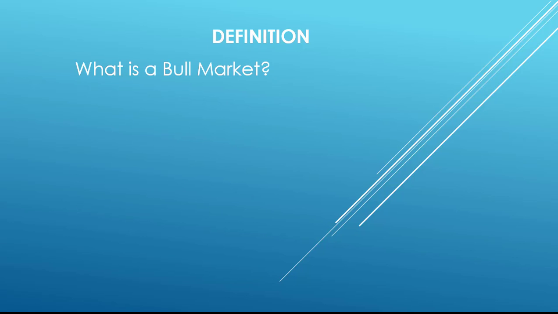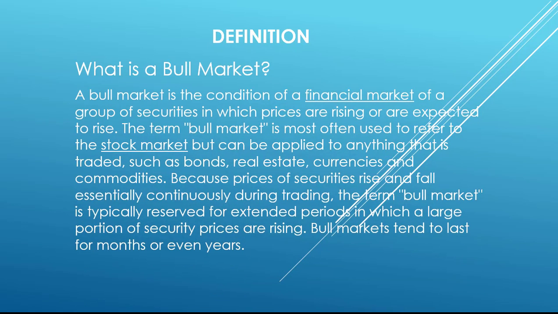Let's define a bull market. A bull market is the condition of a financial market, of a group of securities, in which prices are rising or expected to rise. The term bull market is most often used to refer to the stock market, but can be applied to anything that is traded, such as bonds, real estate, currencies, commodities, and anything else. Because prices of securities rise and fall essentially continuously during the trading period, the term bull market is typically reserved for extended periods of time in which a large portion of the security prices are rising. Bull markets tend to last for months or even a few years.